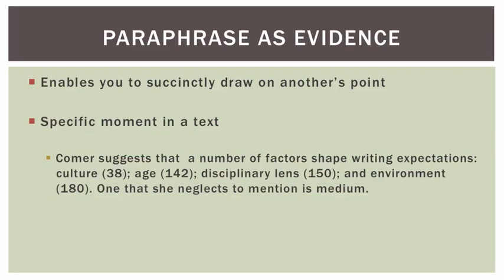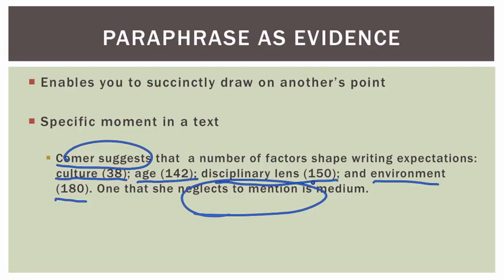A paraphrase is a specific moment in a text. Comer suggests that a number of factors shape writing expectations: culture, age, disciplinary lens, and environment. One that she neglects to mention is medium. In this case, we're pretending that Comer had a book about this, and that on page 38 she discusses culture, on page 142 age, on page 150 disciplinary lens, and on page 180 the environment. So again, notice that these are framed appropriately each time.